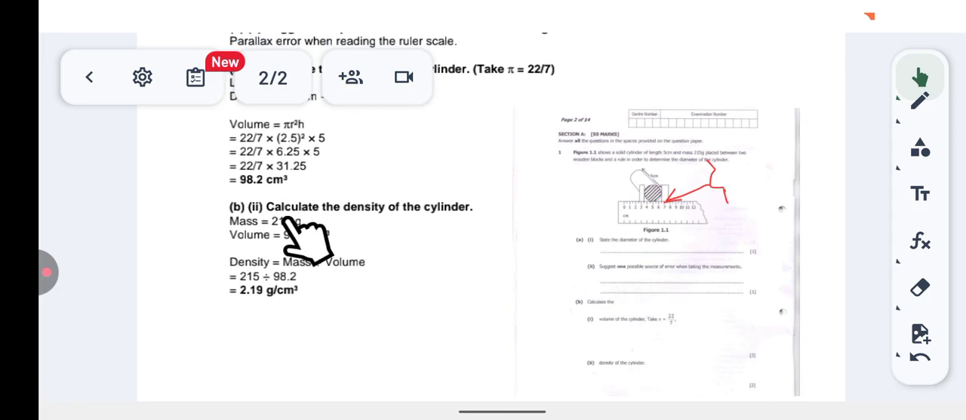Then lastly, calculate the density of the cylinder. The mass has already been given in the question, and we've already found our volume. Just use the formula for density, which says the density is equal to mass divided by volume. Then you get your answer there.